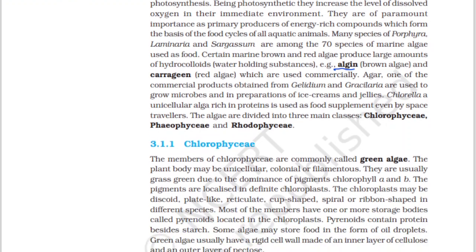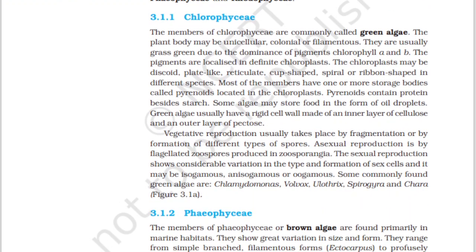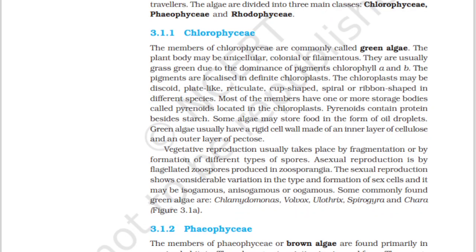Coming to Chlorophyceae. The members of Chlorophyceae are commonly called green algae. The plant body may be unicellular, colonial, or filamentous. So this is also an important line. They are usually grass green due to the dominance of pigments chlorophyll a and also b. The pigments are localized in definite chloroplasts.